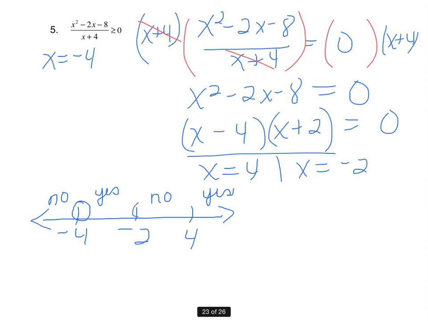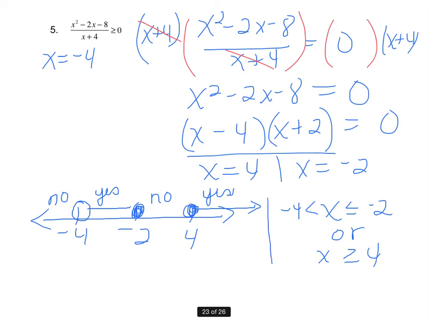But I have to have closed circles at the other two because they are going to be included in my answer. So I need every answer that falls between -4 and -2, and includes the -2, and everything that's bigger than or equal to 4. So let's write my answer. I need every x that's going to be greater than -4 and less than or equal to -2, or I need every value of x that is greater than or equal to 4. So there's my answer.